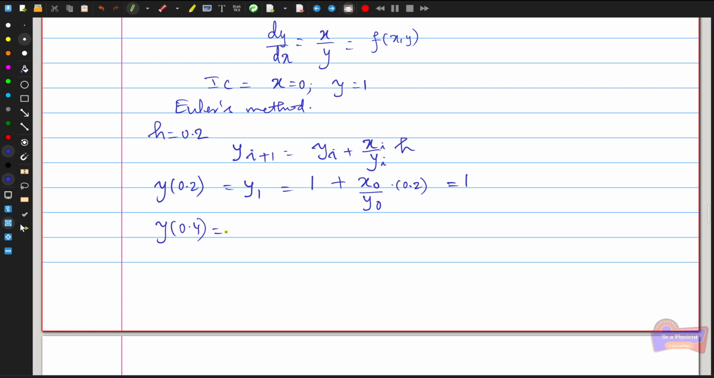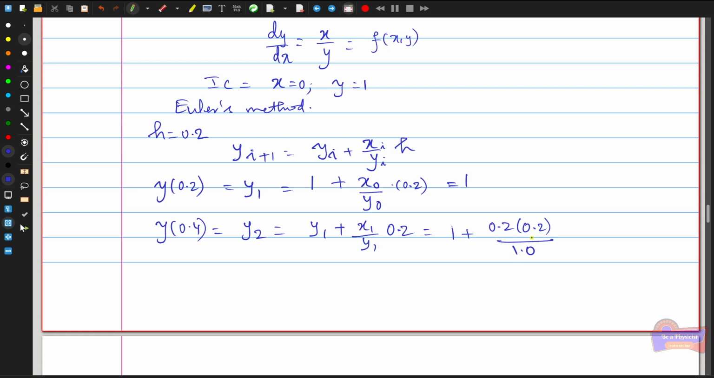And I can find the point at 0.4, taken as y2. Then you can again substitute the values: y1 plus x1 divided by y1 into 0.2, which is equal to the y1 value of 1 plus 0.2 times the x1 value, which is now 0.2, that is the difference, divided by 1.0, that means the y value. So the value is given as 1.04. So this is the value of y at the point 0.4.